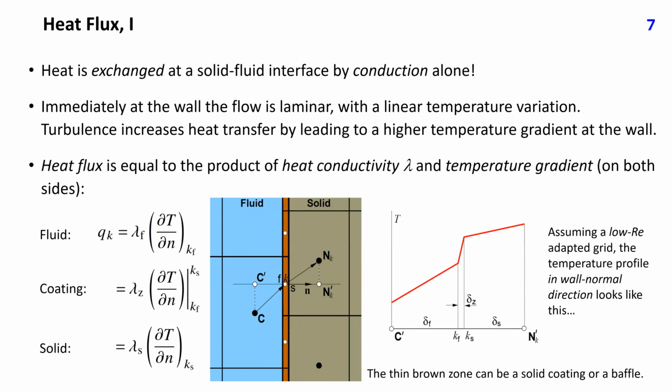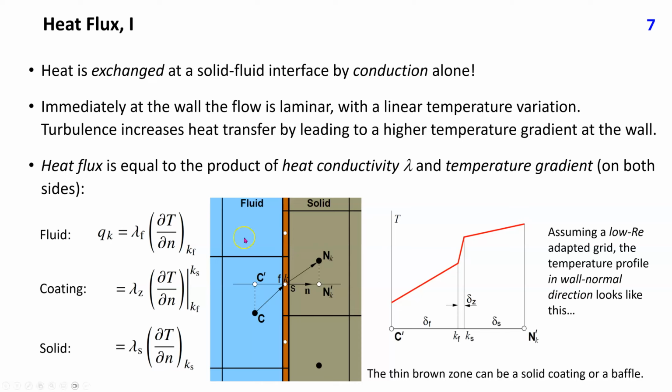Heat is exchanged at a solid-fluid interface by conduction alone. Even in a turbulent flow, immediately at the wall the flow is laminar with a linear temperature variation. The flow, and turbulence in particular, increase heat transfer by leading to a higher temperature gradient at the wall. Heat flux is equal to the product of heat conductivity lambda and temperature gradient. This applies on both sides of the interface between two different materials.